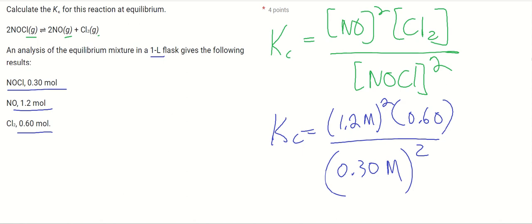Okay, here we go. 1.2 squared times 0.6 divided by 0.3 squared. 9.6. So our answer is 9.6. There's no units on this. We need 2 sig figs because all our measurements are 2 sig figs. So there it is.